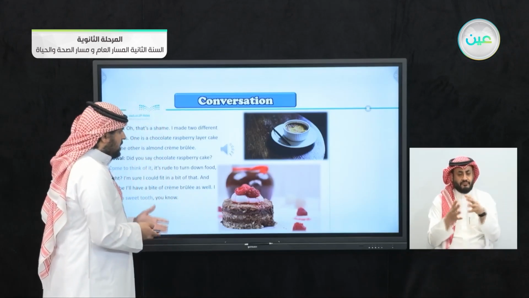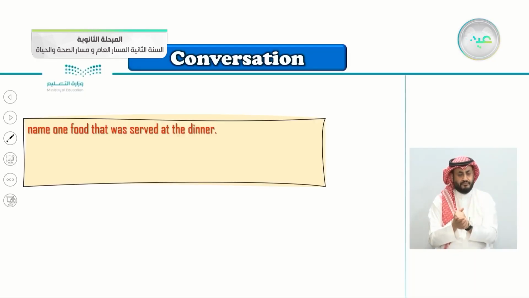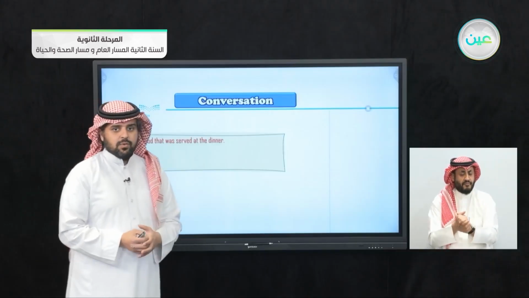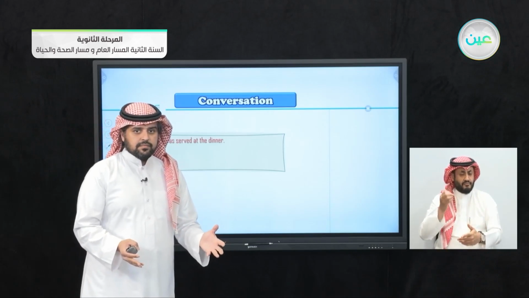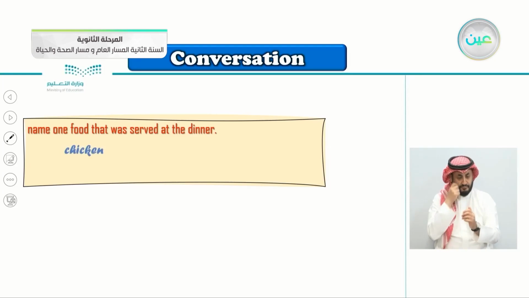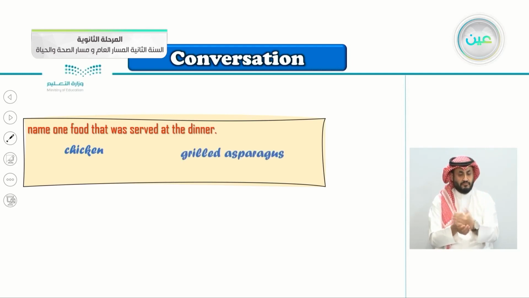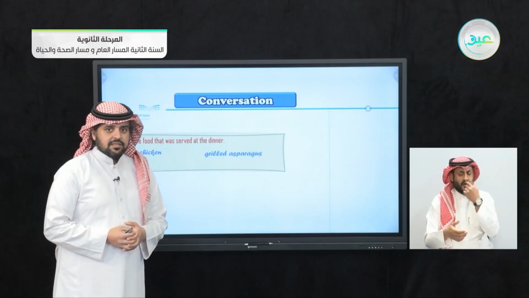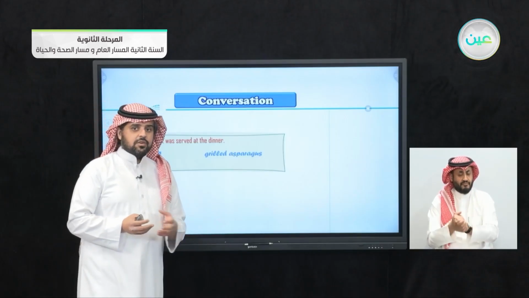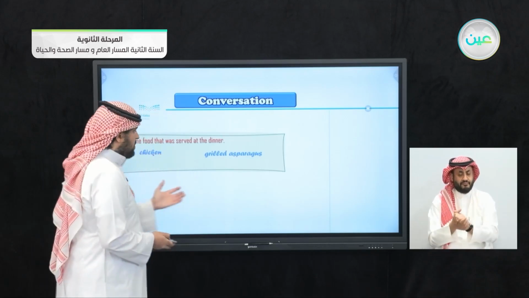So name one food that was served at the dinner. Name one food that was served. What did Fadwa serve at dinner? So she served chicken. Very good, because she offered chicken to Nawal. What else? Yes, grilled asparagus. So these were the main dish, of course. What about the dessert? Yes, chocolate and also the creme brulee.